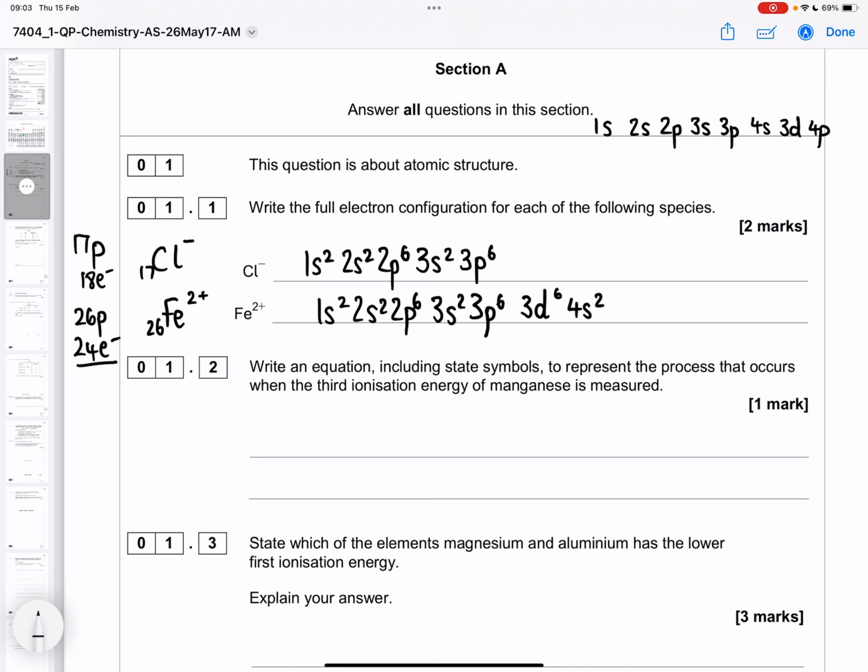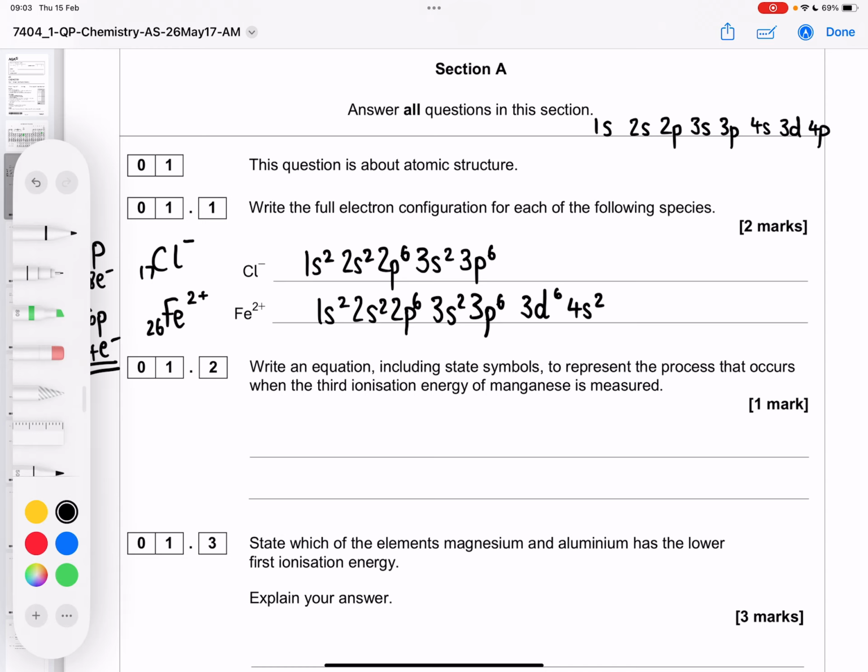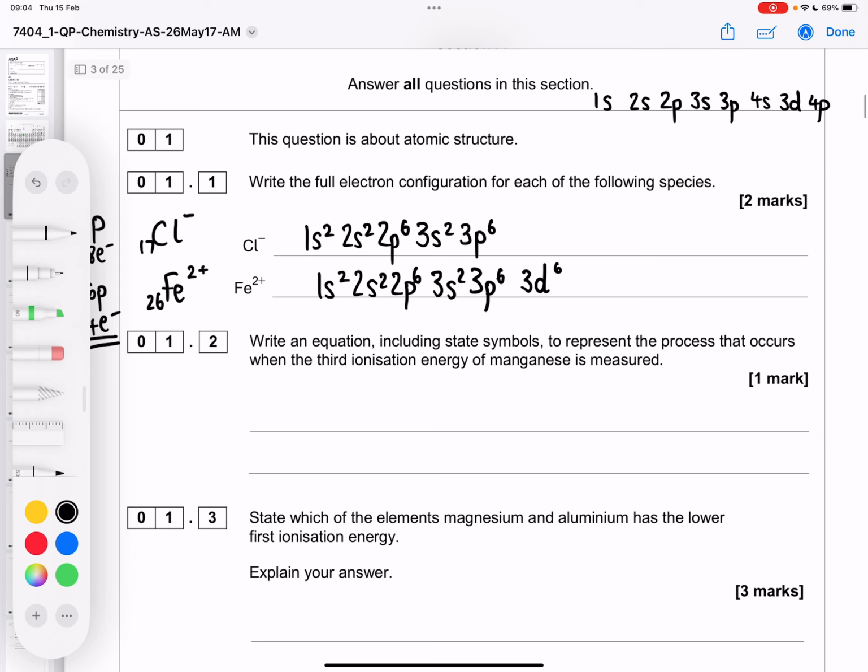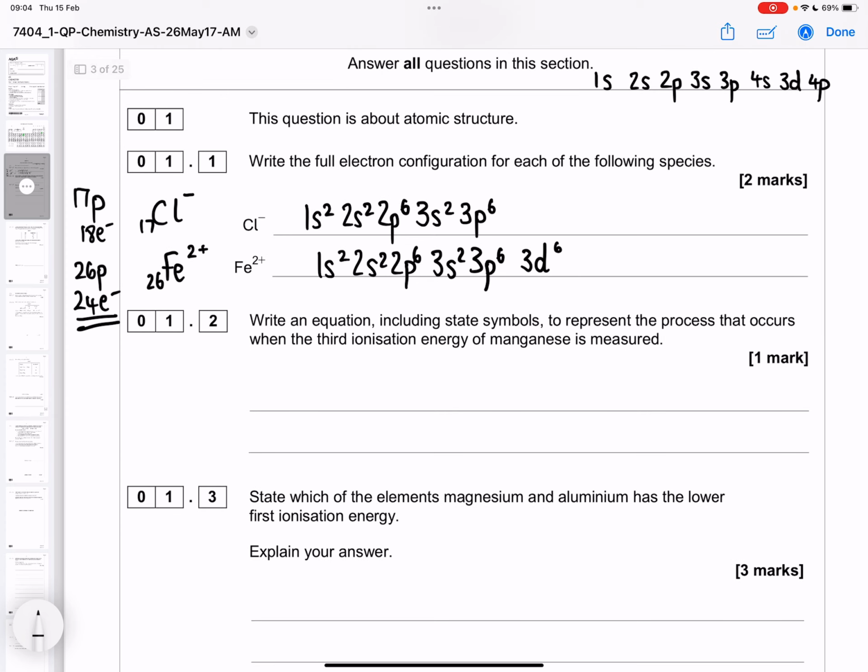Now we only want 24 electrons, so now I'm going to take my rubber, and I'm going to rub out the last 2, and notice how what I'm rubbing out is the 4s and not 2 of the 3d. So I end up with an electron configuration that ends 3d6.